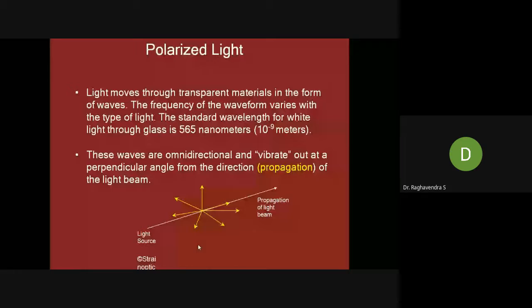This kind of spreading of light waves in all directions will not be useful for photoelasticity. What we need is not omnidirectional, we want only a single direction. We want to take this light in only one direction, in one plane. The waves are omnidirectional and vibrate at a perpendicular angle from the direction of propagation of the light beam. We want that kind of thing. So how to make that?